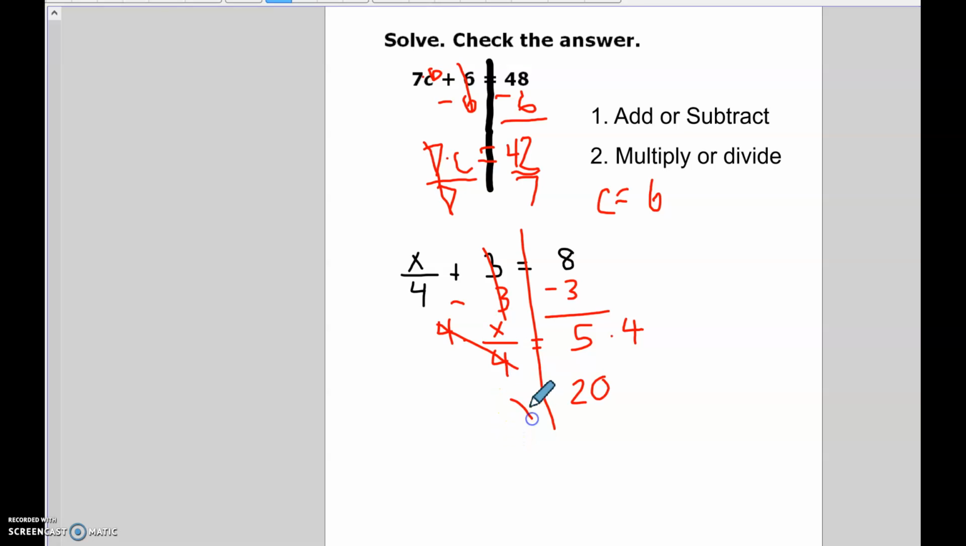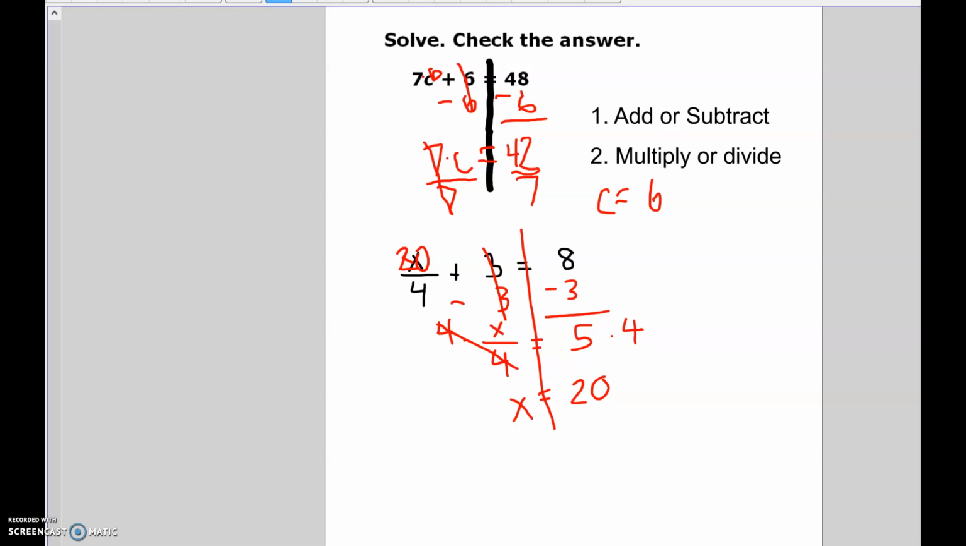So x equals 20. So let's check. Does it make sense? Does 20 divided by 4 plus 3 equal 8? 20 divided by 4 is 5. 5 plus 3 is 8. So yep, that makes sense.